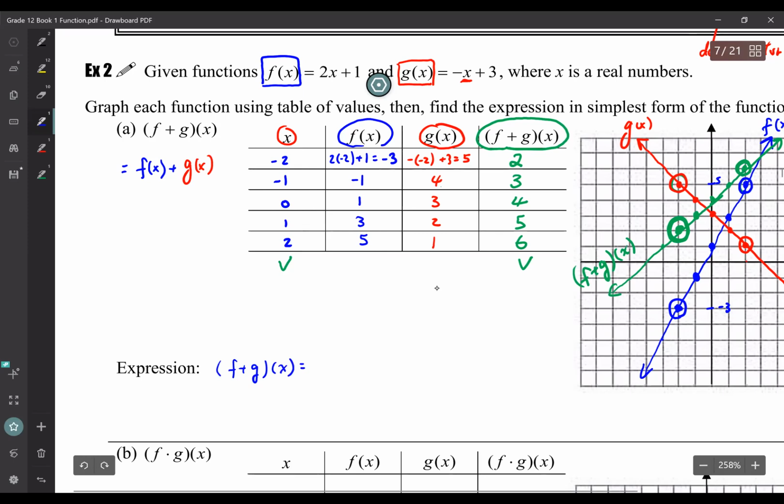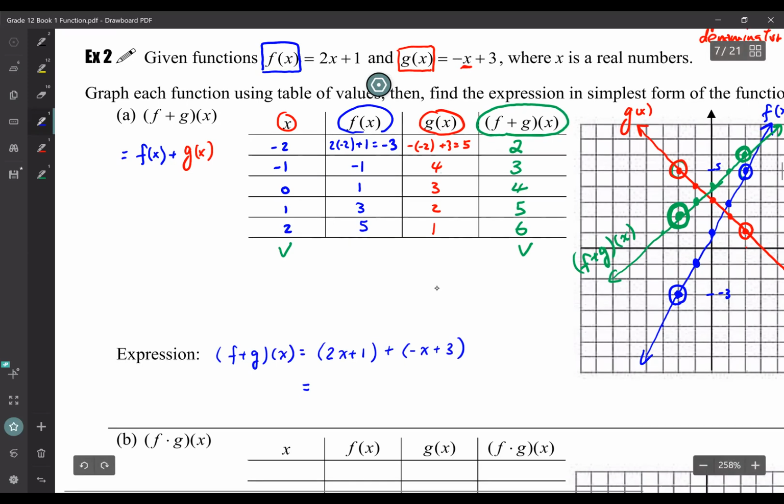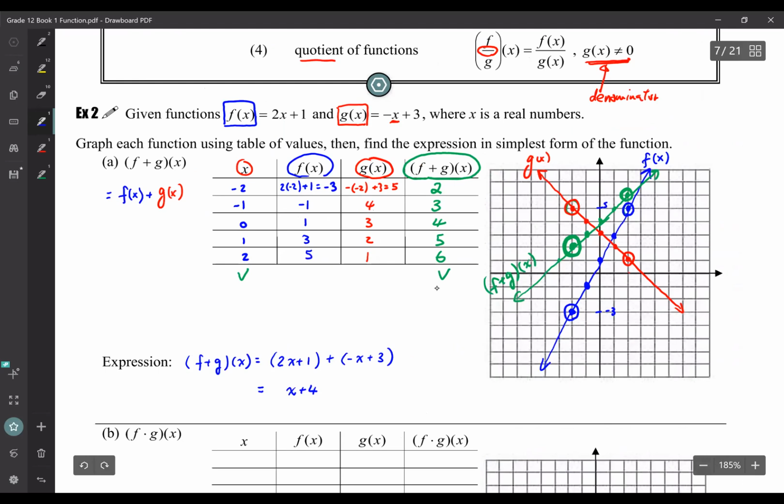is these two added together, right? So we just write 2x plus 1, that's f, plus g, which is negative x plus 3. And then we combine the two functions together. Look for like terms. Tiana, what do you have after you combine? X plus 4. Yeah, so it becomes x plus 4. So that's our answer. This is the expression for the green line.